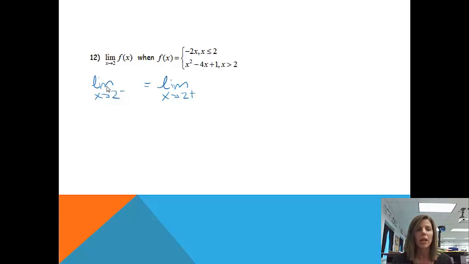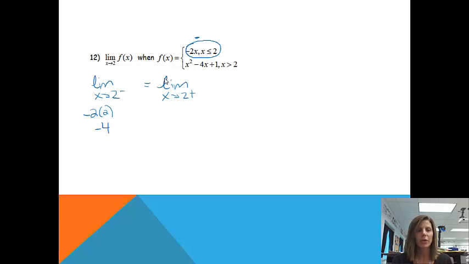So the limit as x approaches 2 from the left would be all the numbers that are less than 2. To find that limit, I'm going to use this top function that will be approaching 2 from the left. Just like we do in normal functions, we're going to use direct substitution and put 2 in that problem. So negative 2 times 2 is equal to negative 4.